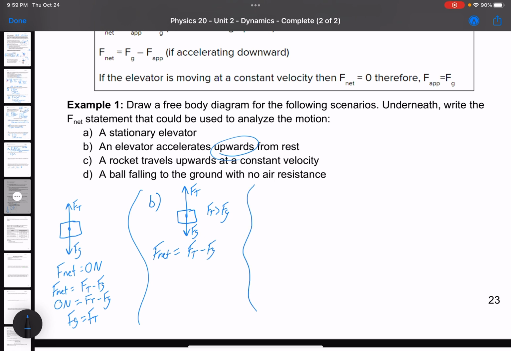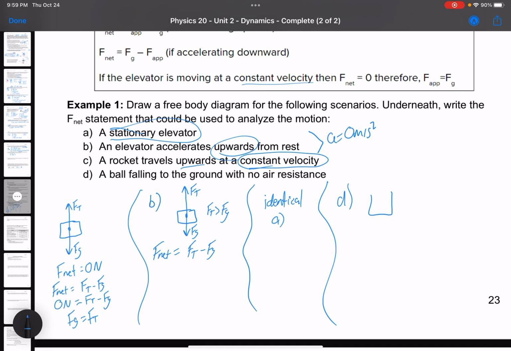Okay. For C, a rocket travels upwards at a constant velocity. This is going to be identical to A. Even though it's traveling upwards, it's at a constant velocity, so it's going to have the exact same free body diagram as a stationary elevator, because in both A and C, my acceleration equals 0 meters per second squared, and it follows that same explanation we just talked about up here. And a ball falling to the ground with no air resistance is going to just have a force of gravity. So F net is equal to the only force that's present, the force of gravity.